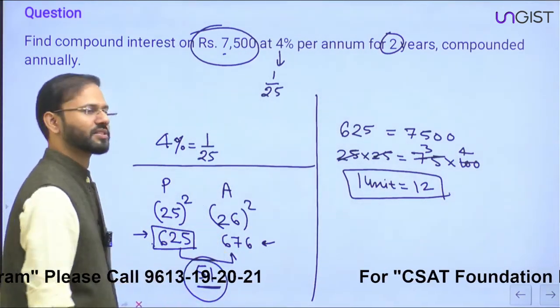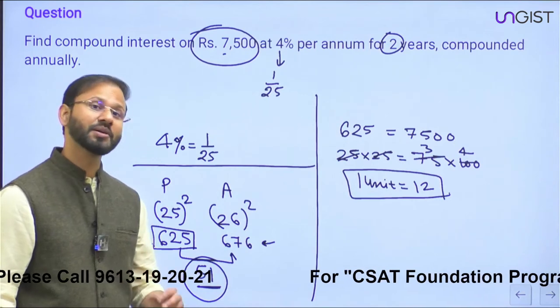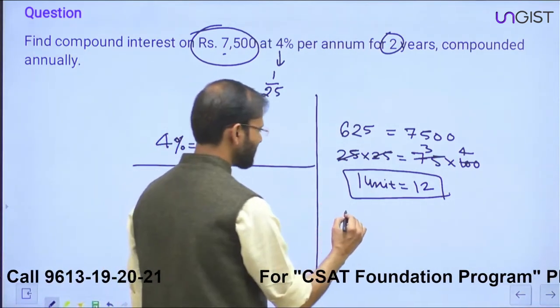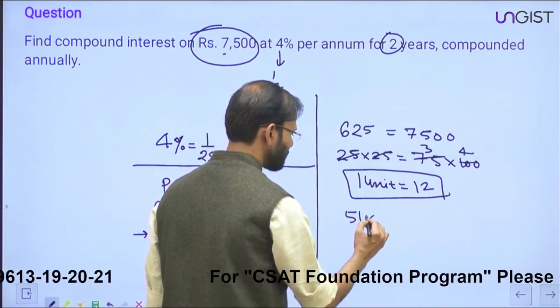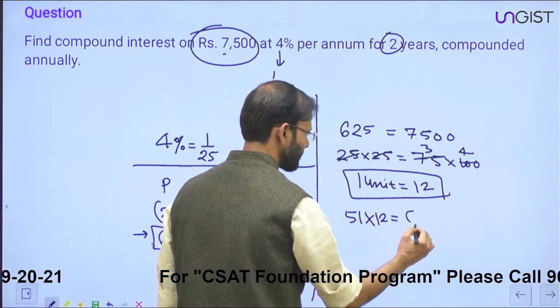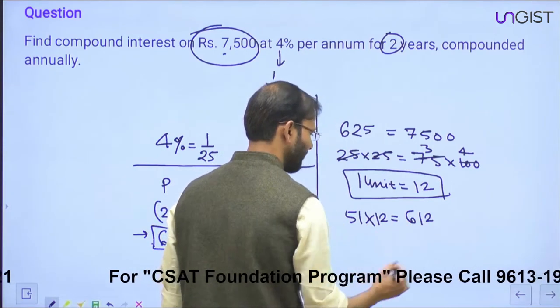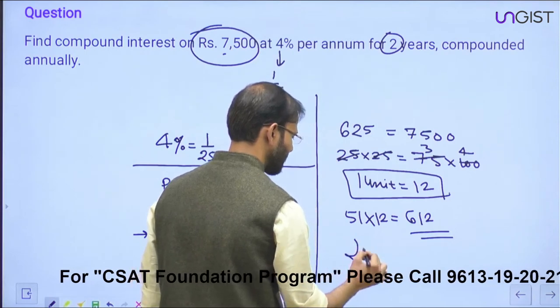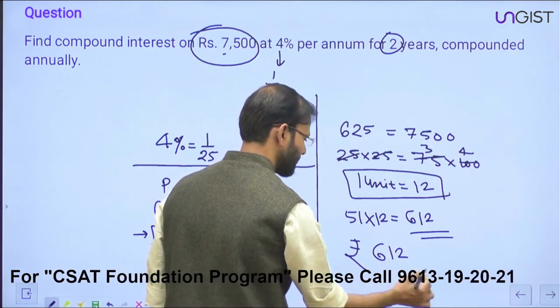51 is the compound interest. Right, the question is saying what is the compound interest? So according to you, 51 is the compound interest. So 51 into 12, which is 612 rupees. Everybody clear? So rupees 612 is the compound interest.